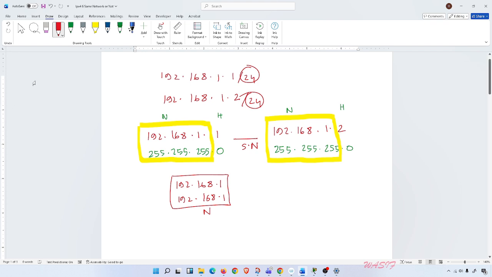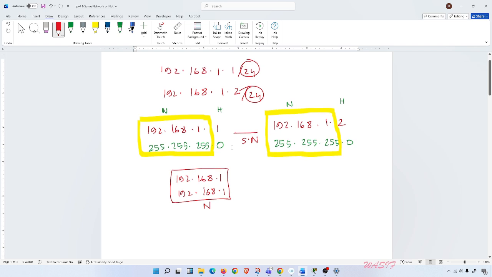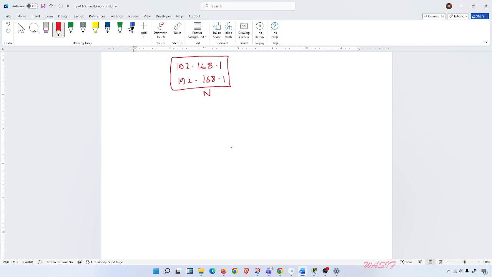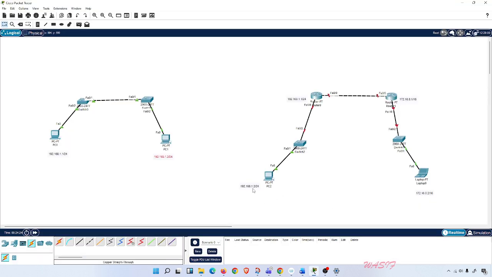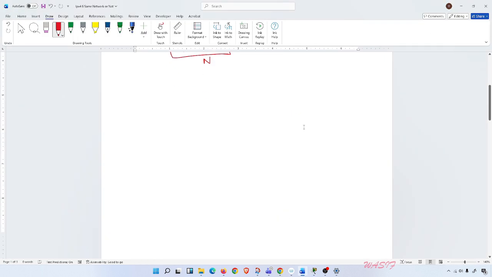Okay. Now let's take another example. Let's look at here. 192.168.1.2/24, 172.16.0.1/16. Are they in the same network or different network?